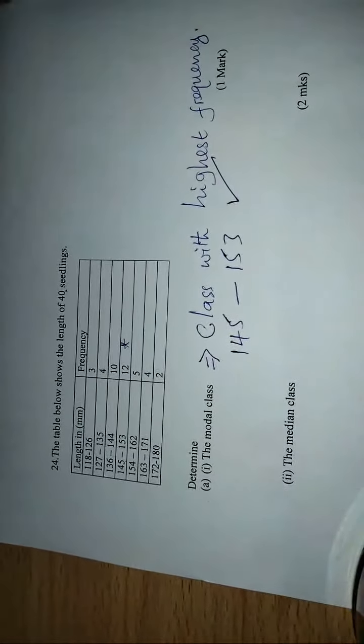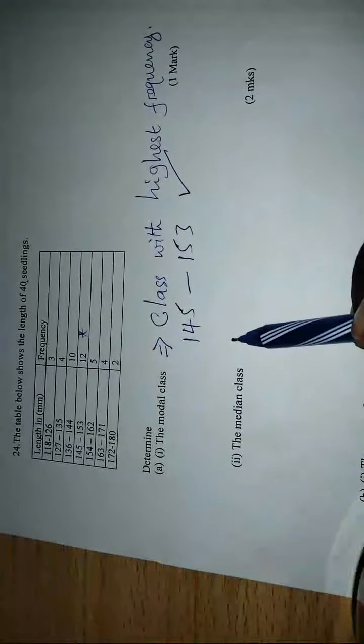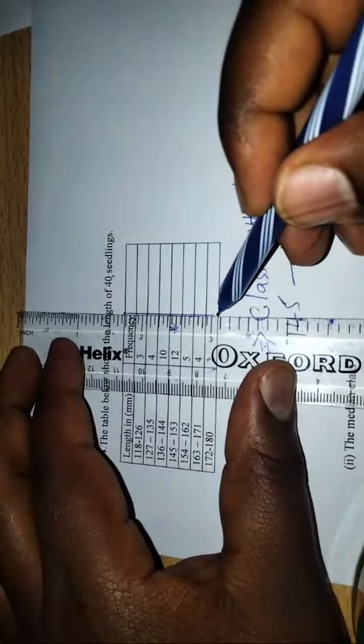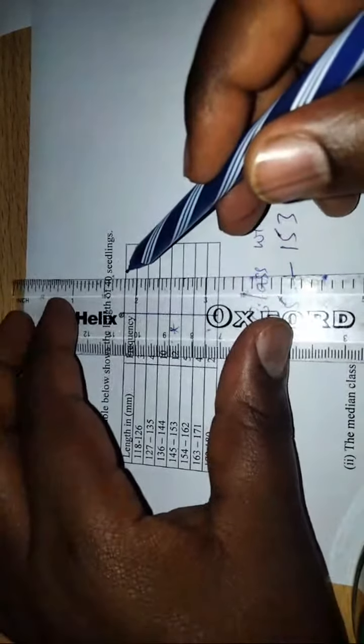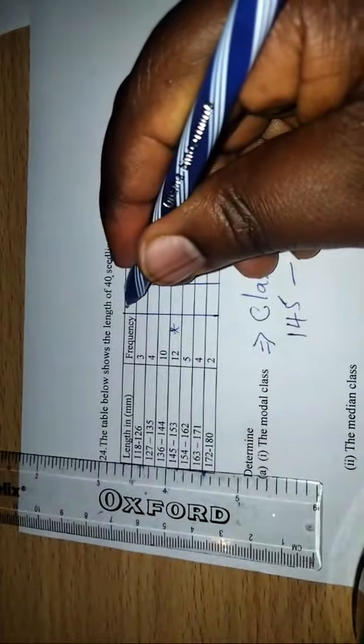Okay, the median class. This is the class which carries the median height. This is how we identify the median class. First of all, we come up with what we call the cumulative frequencies, CF, for the given data.